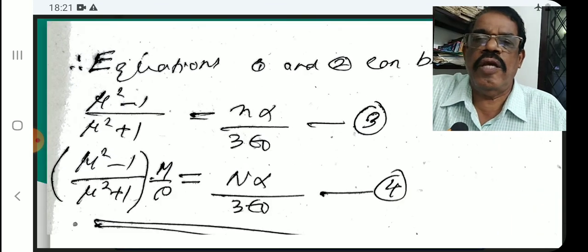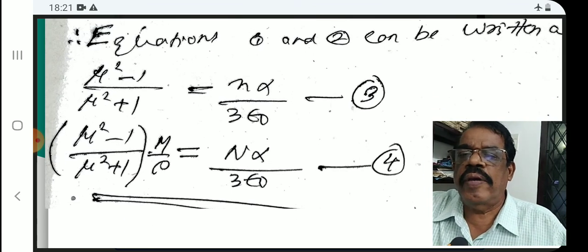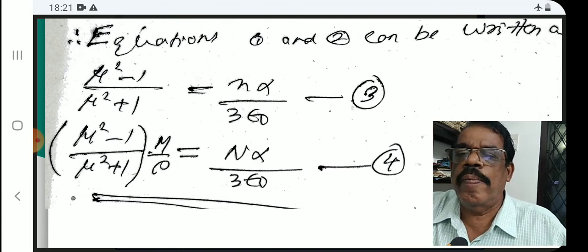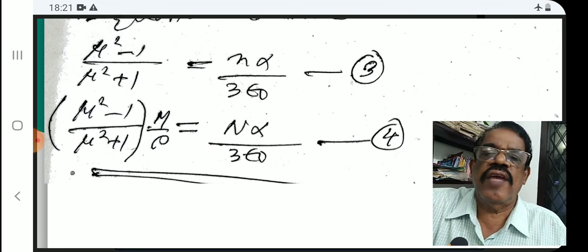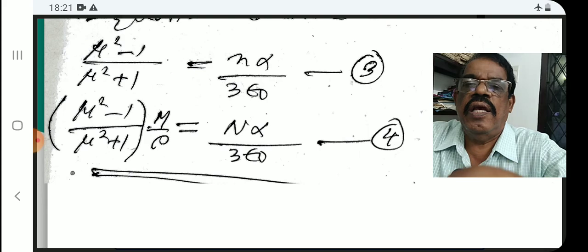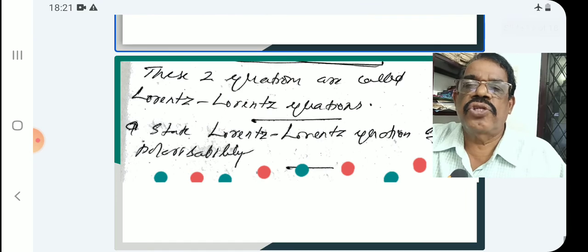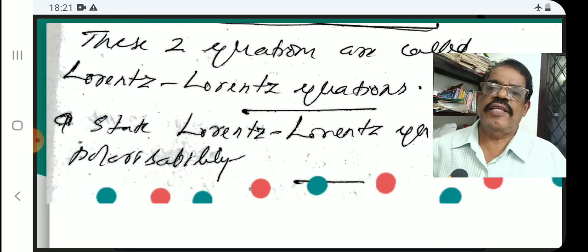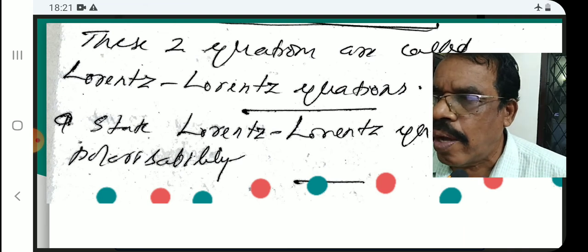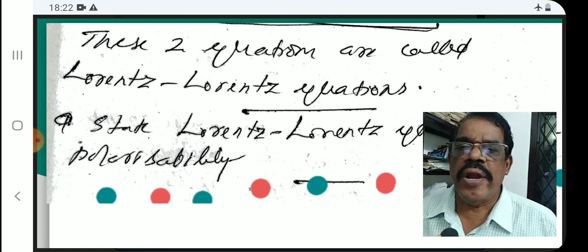So the above relation becomes mu square minus 1 by mu square plus 1 is equal to n alpha by 3 epsilon 0, or mu square minus 1 by mu square plus 1 into m by rho equal to capital N alpha by 3 epsilon 0. We write these as 3 and 4, and these two equations, 3 and 4, are called the Lorentz equations. For the first equation, we get the second equation when we replace small n by N rho by m.